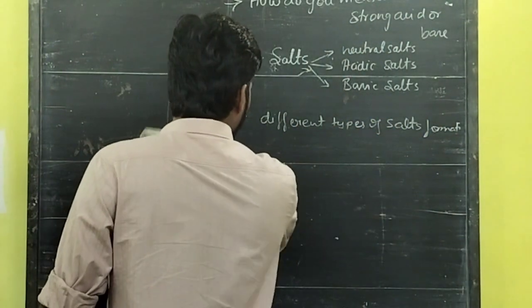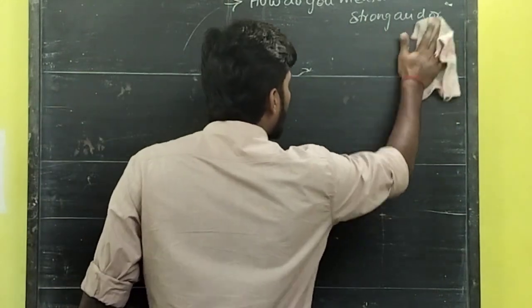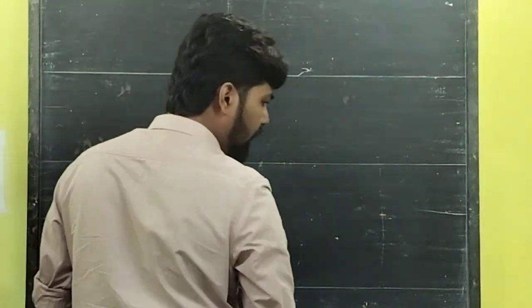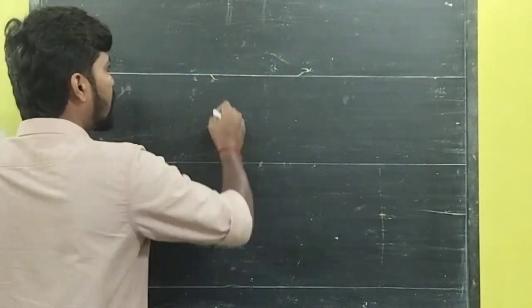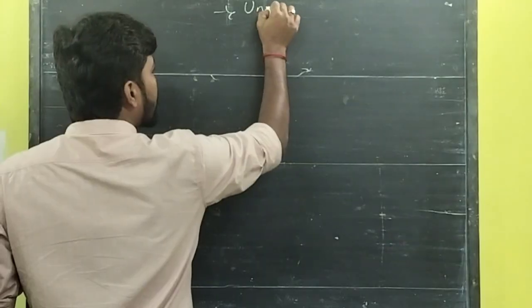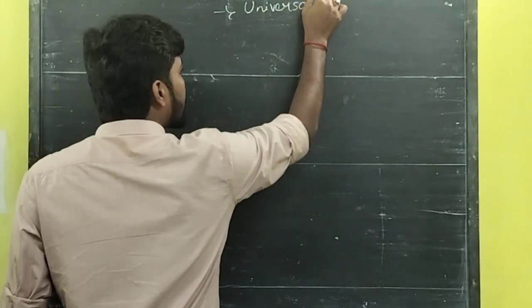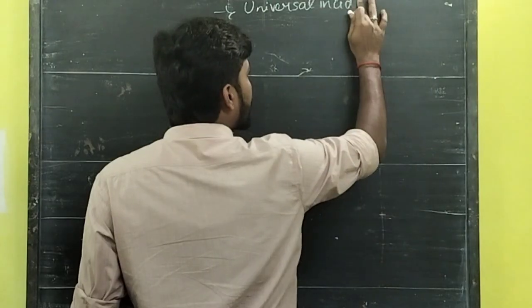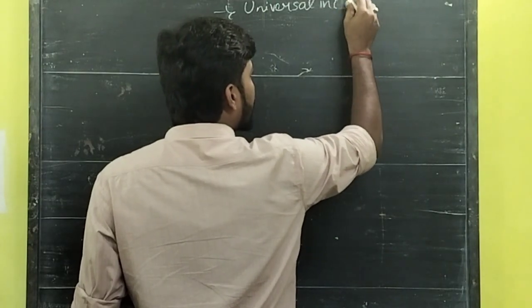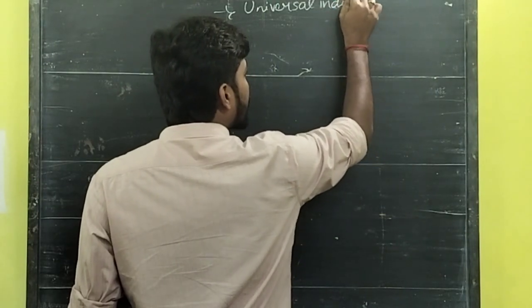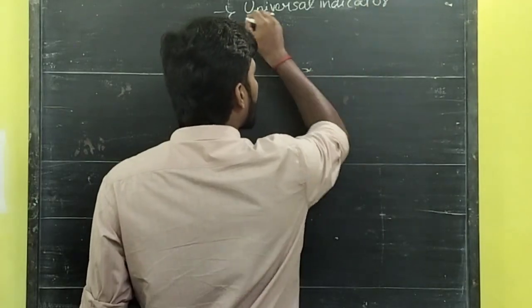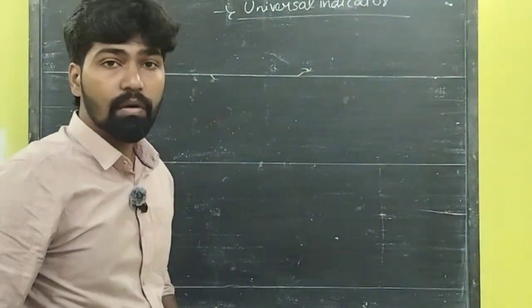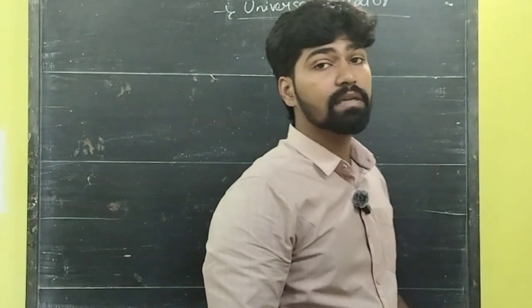The first topic is how do we come to know that the given solution is a strong acid or strong base. For this we use something called a universal indicator.